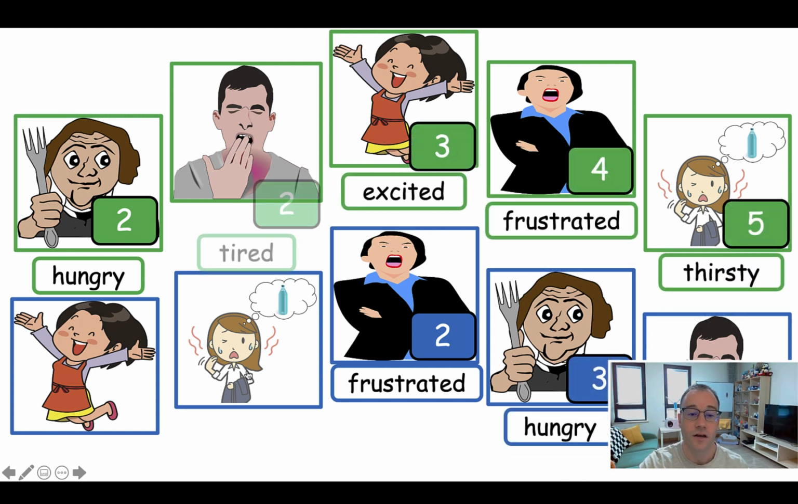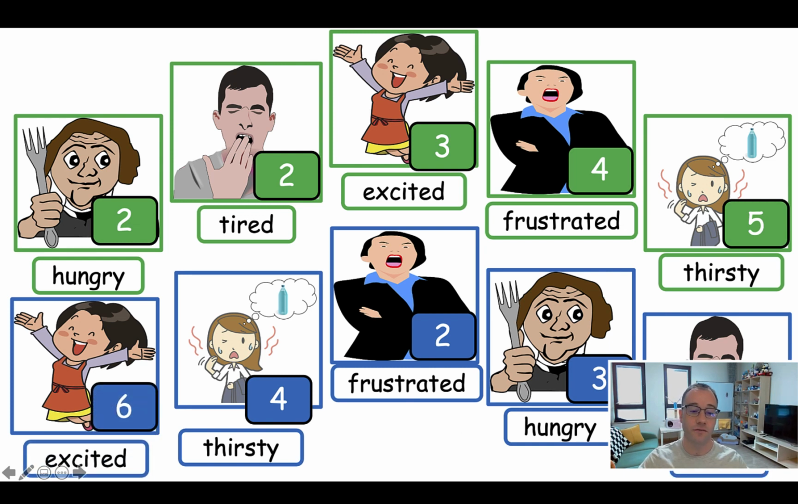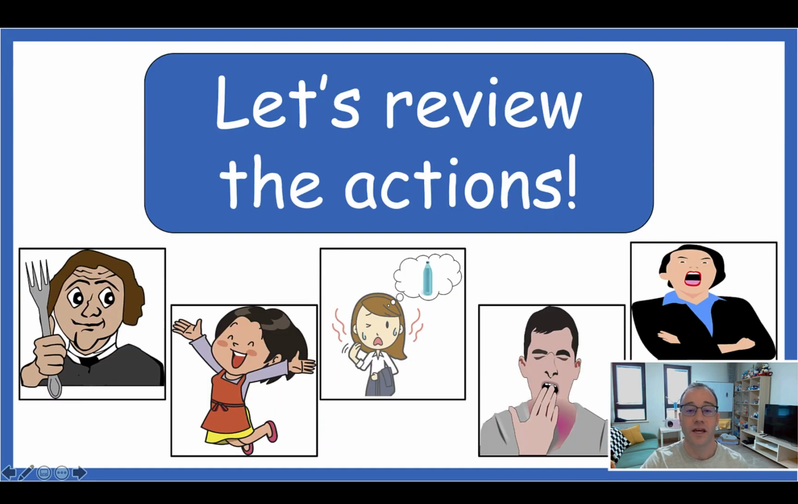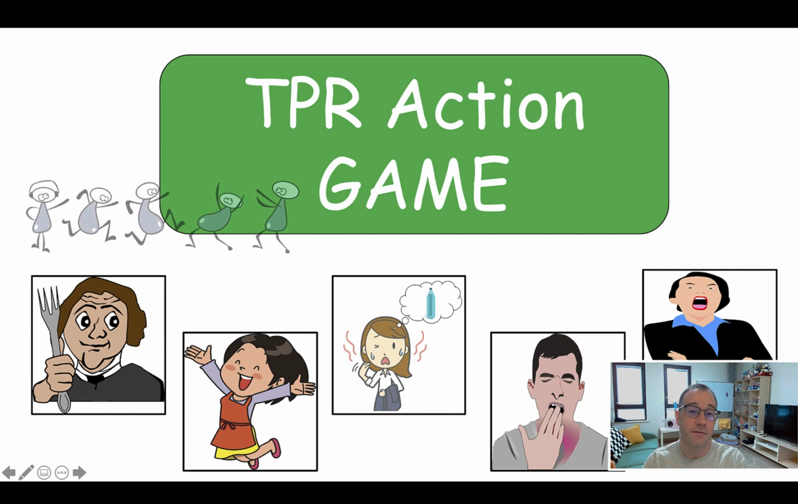Okay, so you can let the students have the freedom to choose which one they want, and they can say it. Okay, it's just a review, so they can be refreshed about what the words were from last week, and you can review the actions for each one. There's actions for the words: hungry, tired, thirsty, excited. Okay, and then you could play the TPR game if you want.